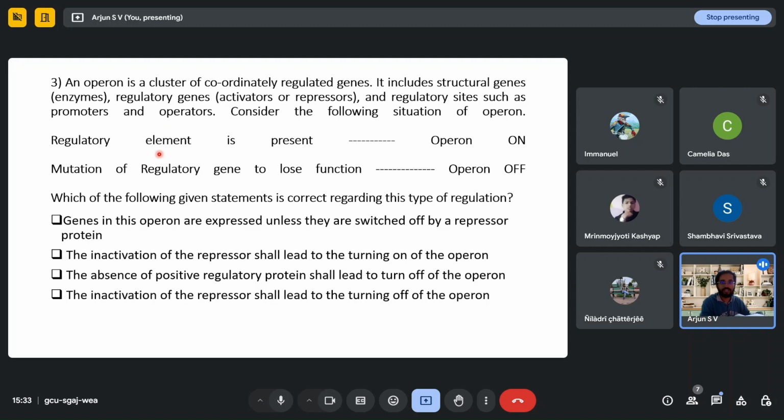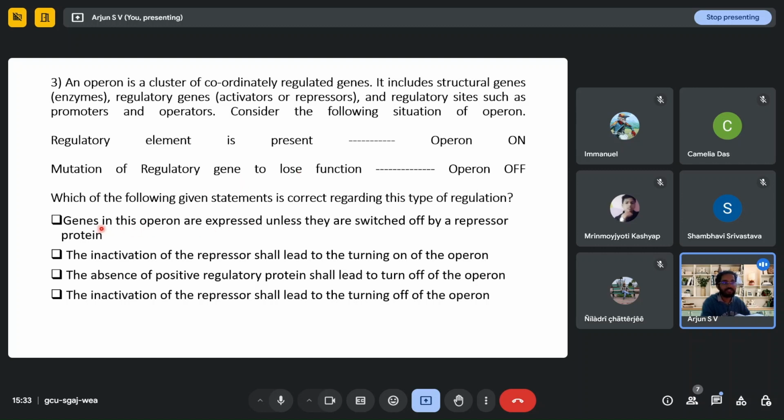So regulatory element is there, which results in operon being on, and something happens to the regulatory element, so the operon is off. So it's kind of a positive regulation. Is anyone able to follow with me? So they are just asking which of the following statements will be true.